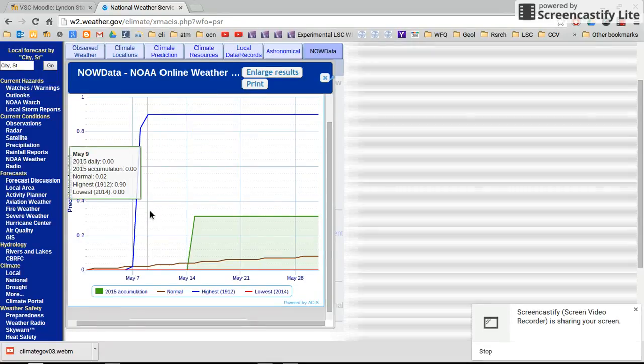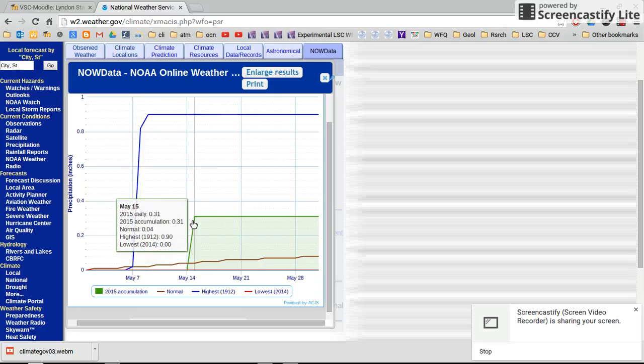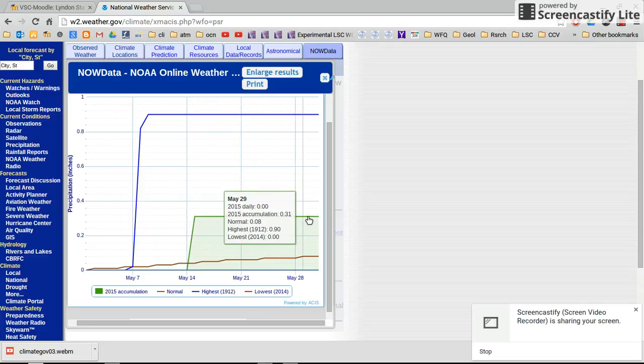For 2015, all the precipitation that fell in that month fell on this one day, on May 15th. And you'll see that amount is 0.31. It all fell on one day, 0.31 inches. And if you go to the end of that month, you'll see it's still 0.31.